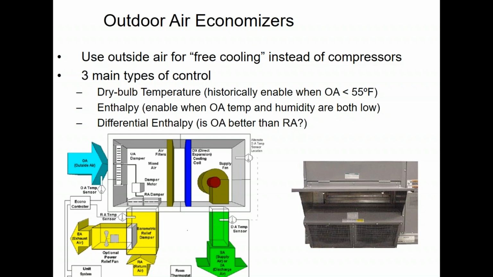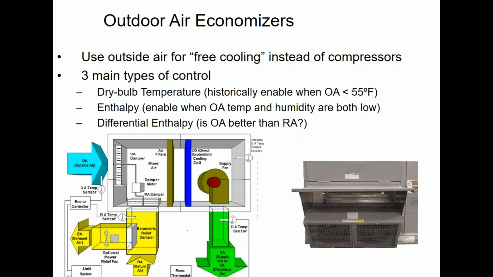You could do an enthalpy economizer. Enthalpy, as you know, is a measurement of both sensible and latent energy. So it's kind of like looking at the outdoor air temperature and humidity both. And if both of them are low, go ahead and use it, right? I don't mind taking 67-degree air to help me cool the building as long as that air is not super moist because it's raining outside.